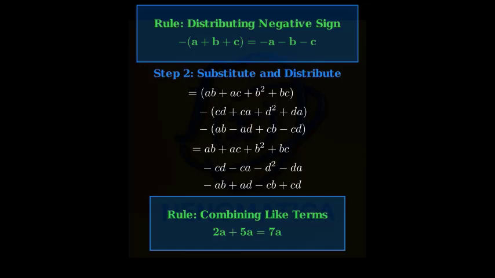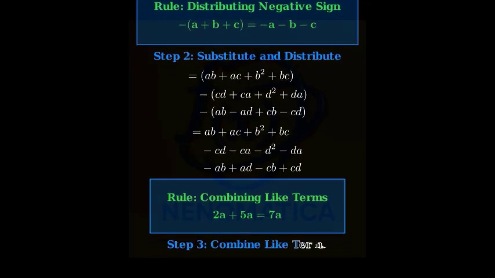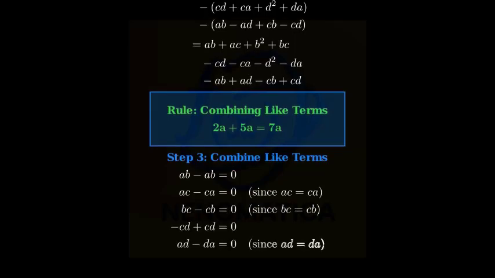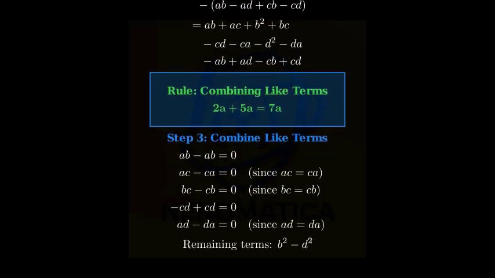The only terms that don't have matching pairs to cancel are B squared and negative D squared. Interestingly, our final answer can be expressed as the difference of squares, which has its own special formula. So our final result is simply B squared minus D squared.